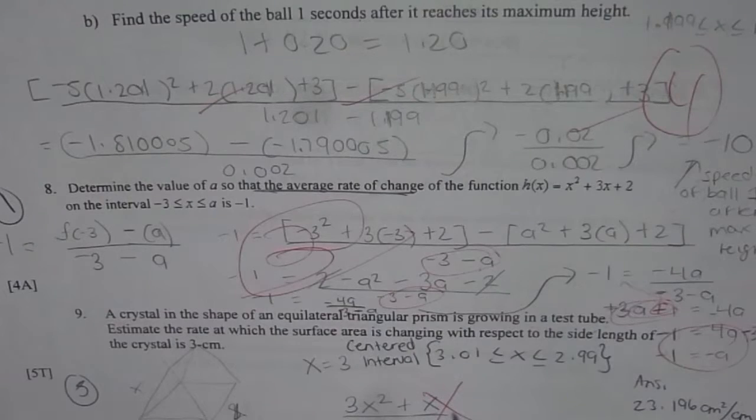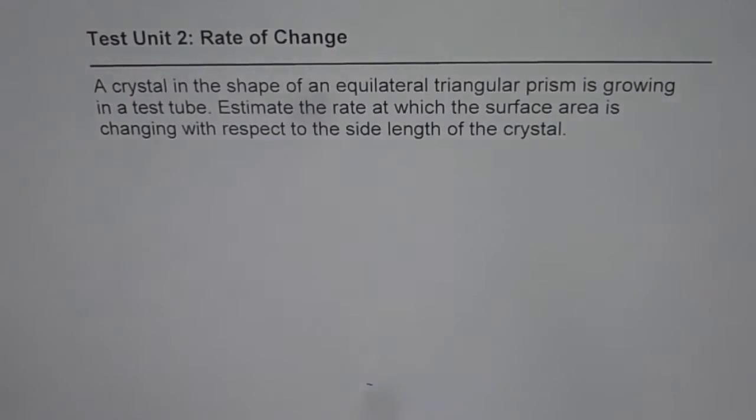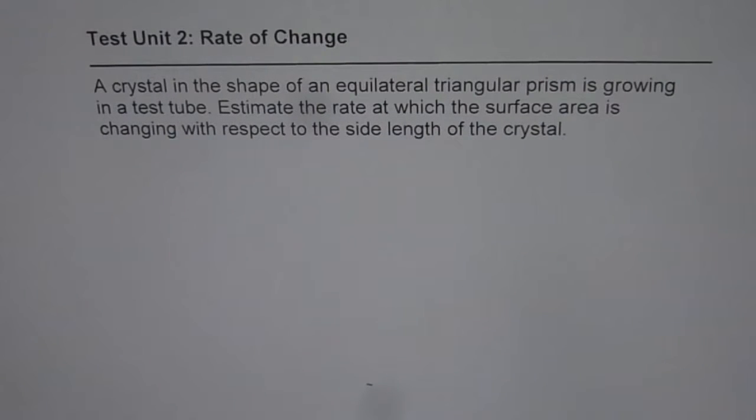The question here is, let me show you the question and then discuss it. A crystal in the shape of an equilateral triangular prism is growing in a test tube. Estimate the rate at which the surface area is changing with respect to the side length of the crystal. So that is the question. It is indeed a very difficult question for unit test 2 since trigonometry is yet to come.